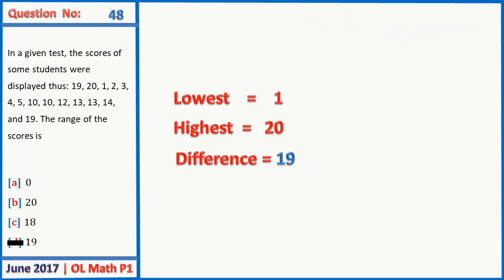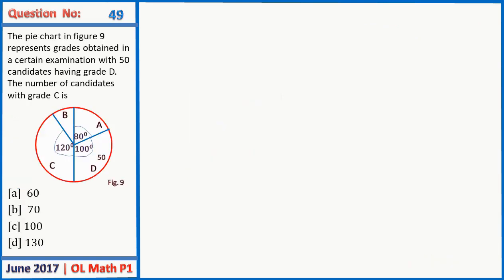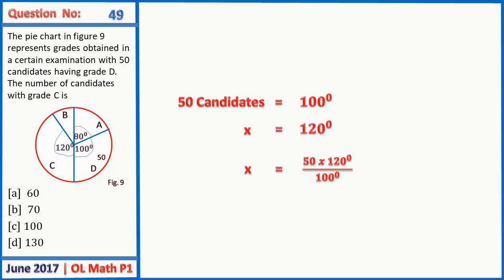Question 49. The pie chart represents grades obtained in a certain examination with 50 candidates having the grade D. The number of candidates with grade C is. Here, the angle represents the number of students, they're proportional. So let us use simple proportion. 50 candidates is equal to 100 degrees, 120 degrees is x. If you cross multiply, we have x to be 50 times 120 divided by 100. And that will give us x to be 60. The key is A.